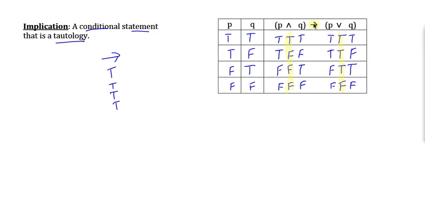So now we're going to compare those two columns using our newly found conditional. I'll put this in our answer right here. So T arrow T, that's true. F arrow T, that's our grace case, and that's true. F arrow T is T. F arrow F is T. So you can see here that this is an implication because it's a conditional statement that is also a tautology.